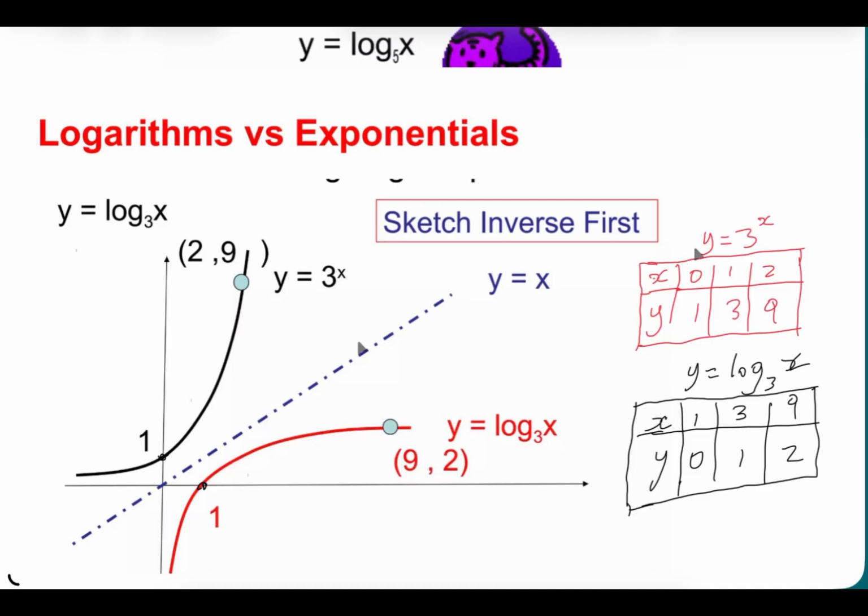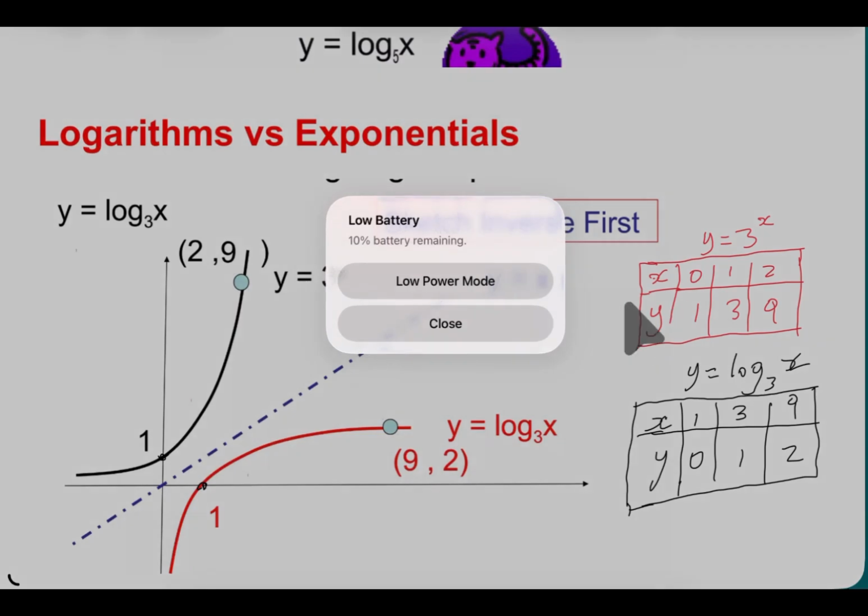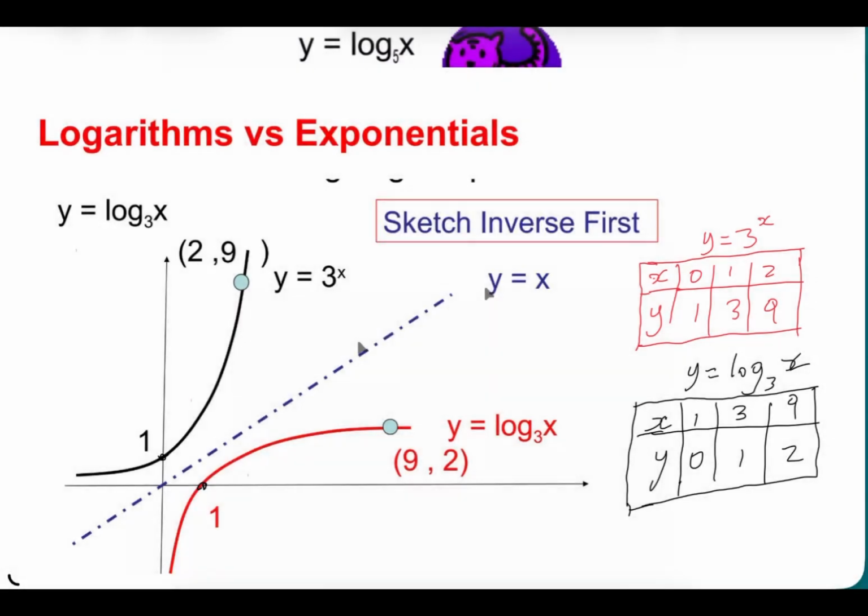So if we take the table for y is equal to 3 to the x, and we interchange the x and y values, we now have x at 1, y is 0 because we flip the 0 and the 1. X at 3, y is 1 because we flip the 1 and the 3. And x at 9, y at 2 because we flip the 2 and the 9.